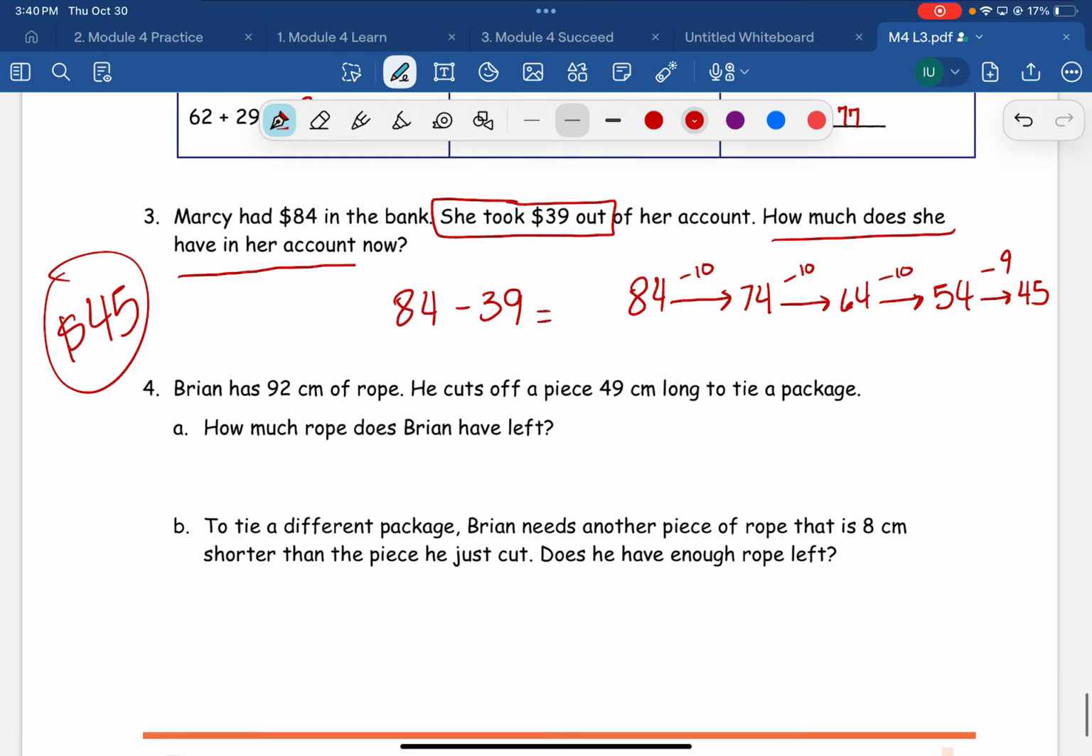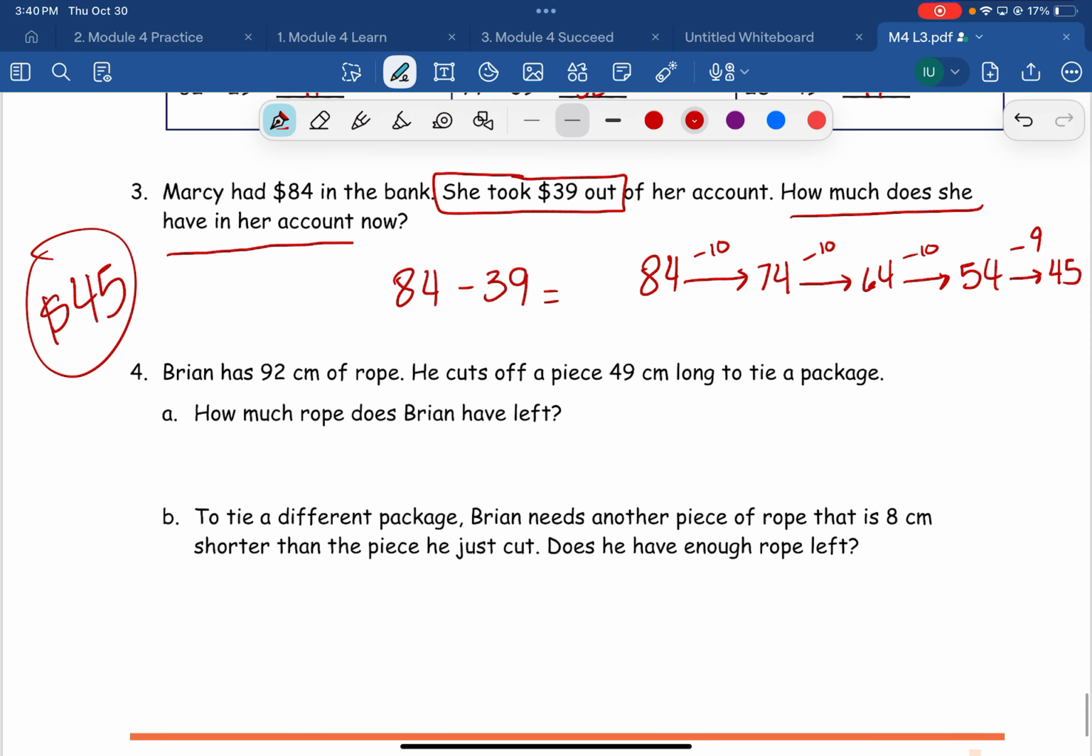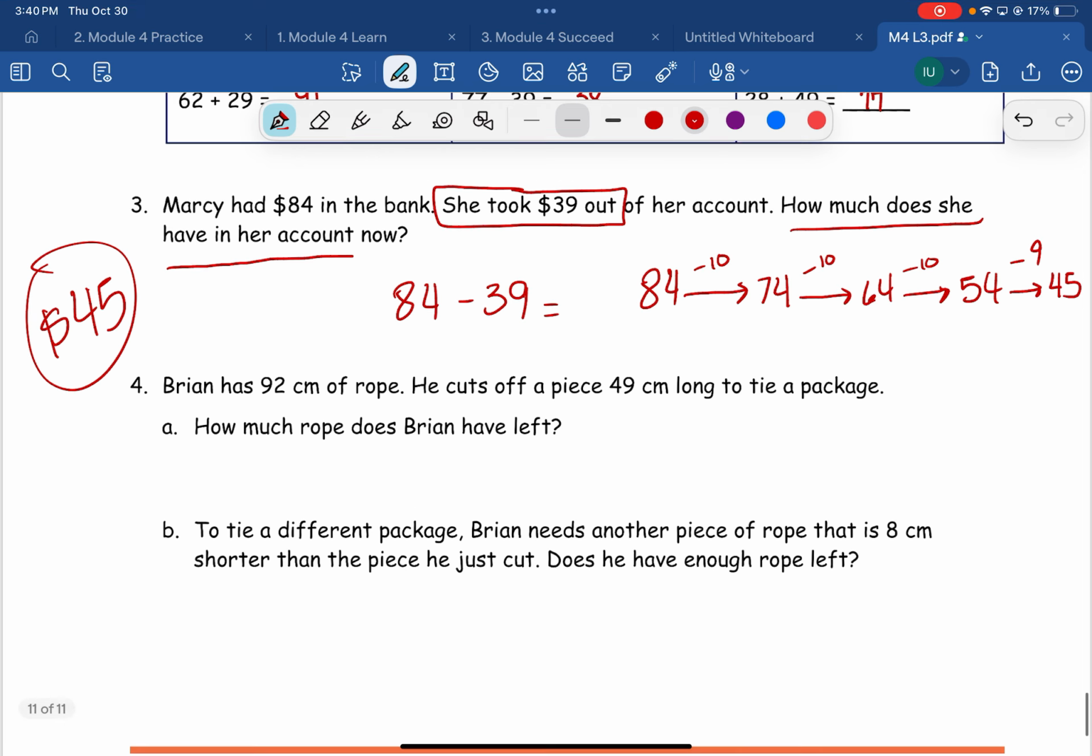Brian has 92 centimeters of rope. He cuts off a piece, which is 49 centimeters long, to tie a package. How much of the rope does he have left? Again, he starts with 92 centimeters of rope. He cuts some off so that he can tie a package.